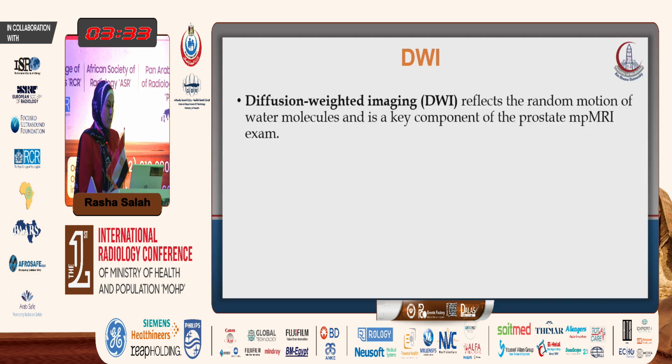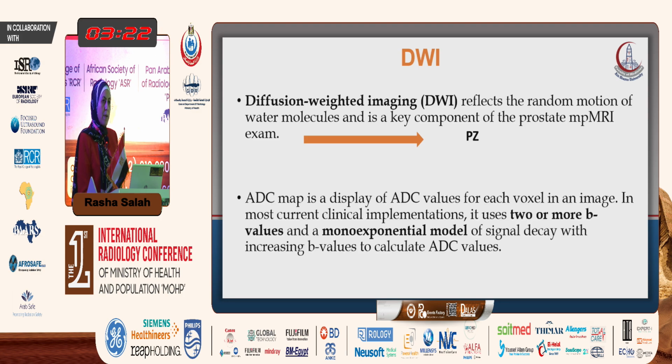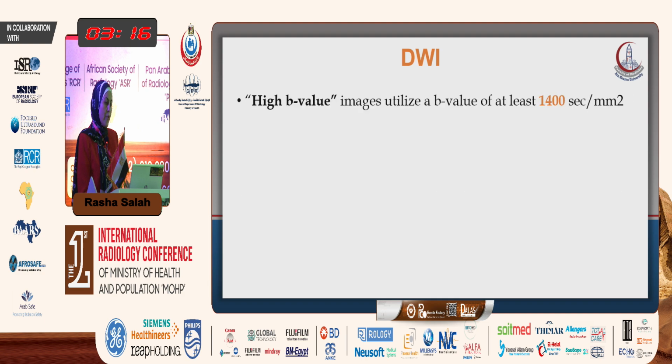Let's move to the diffusion weighted image. As we know, it reflects the water molecule motions, and it is very essential in peripheral zone evaluation. We implement the ADC map, which needs 2 or more b-values. Let's move on to how we can adjust our b-values.